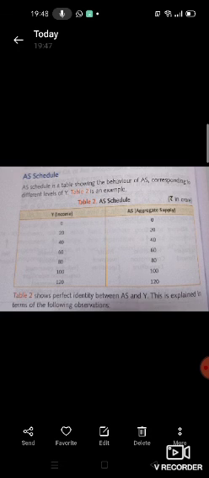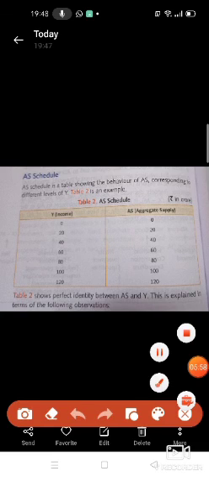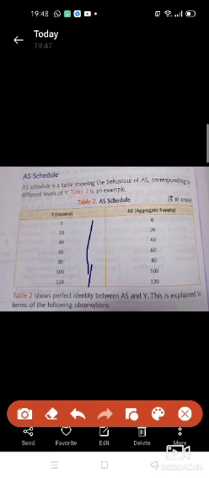Table 2, aggregate supply schedule. See the table carefully, and this is aggregate supply. Now table 2 shows perfect identity between AS and Y. This is explained in terms of the following observations.